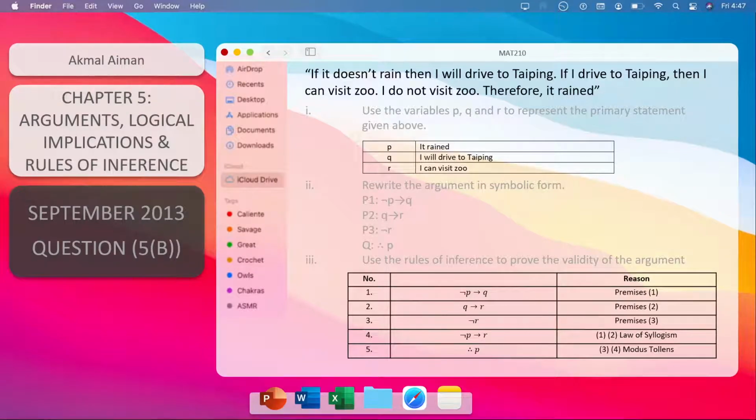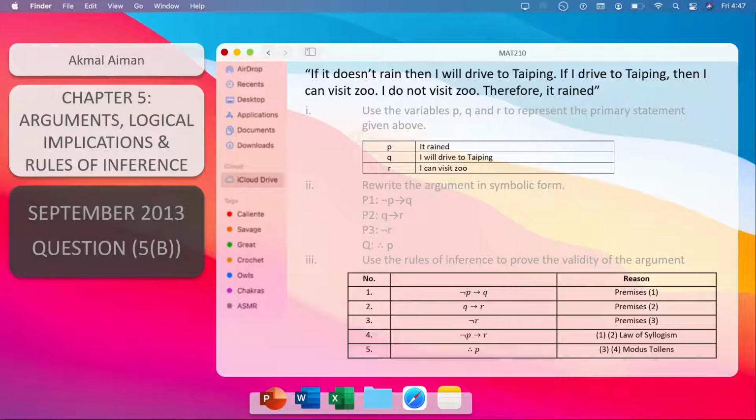Assalamualaikum warahmatullahi wabarakatuh. For the next question, I took from past year, September 2013, question 5B. The statement given: if it doesn't rain, then I will drive to Taipei. If I drive to Taipei, then I can visit the zoo. I do not visit the zoo, therefore it rains. For the first question, use the variables P, Q, and R to represent the primary statements. For P, I took the raining situation. For Q, the driving situation. And for R, the visiting zoo situation.